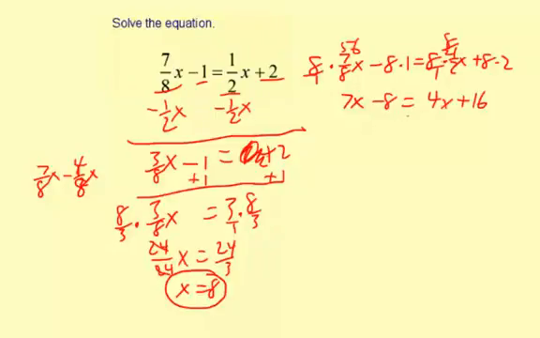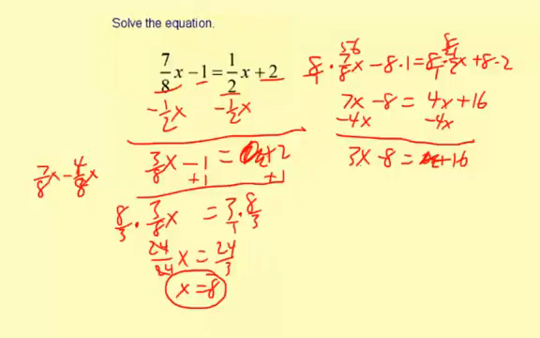So to finish solving here, I'm going to subtract 4x from both sides. That leaves me with 7x minus 4x, which is 3x, minus 8, equals 4x minus 4x, which is 0, and then plus 16. And again, we don't need to write the 0 here.